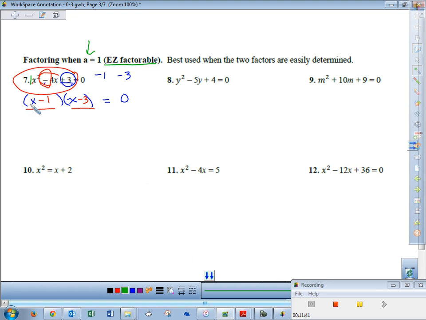We use what's called the zero product property. What value of x would make this guy turn out to be 0? If x was how much? 1. If I put 1 in there in both spots, wouldn't this turn out to be 0 times negative 2? Right? And doesn't that equal 0? So if x equaled 1, we'd be in business. Or what value of x would make this guy turn out to be 0? If x was 3. There's our two answers. We put them in a solution set.